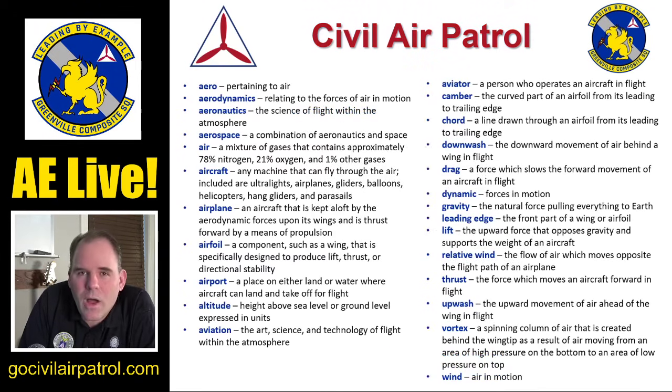All right. In addition to all that, you may want to pause the screen here and take a look at these words and their meanings. You really should be able to identify each of these words and what they mean. So some of the words here that you want to pay special attention to is like chord, which is a line that's drawn through an airfoil from its leading to trailing edge. Most people have a hard time understanding what chord is. Vortex is another one you're going to want to spend some time on. Most of the rest of these you should be able to understand relatively easy. We talked about downwash quite a bit. Make sure you understand downwash.